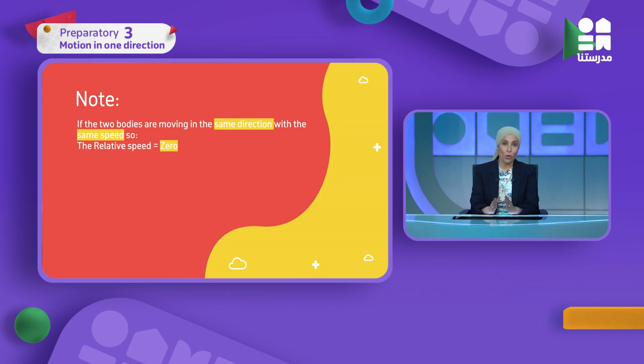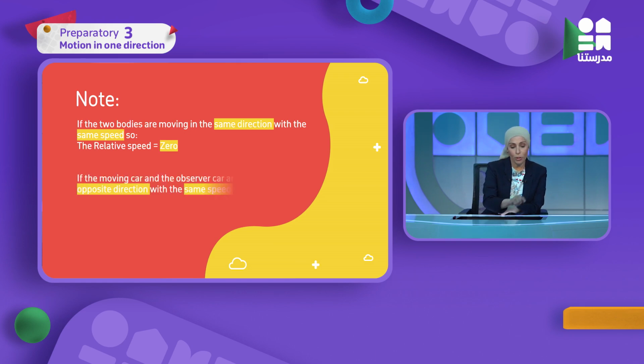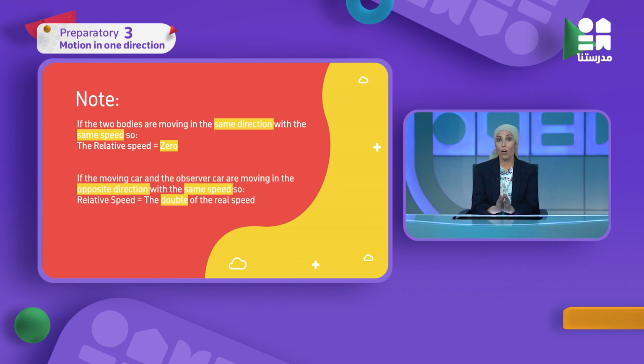Now you know why, if you are moving together in the same direction with the same speed, you can see each other at rest, or with 0 speed. Because it is the same direction and the same speed, we subtract and the result is 0. Next point: if two moving cars are moving in the opposite direction with the same speed, I said when you're moving in the opposite direction, I make addition.